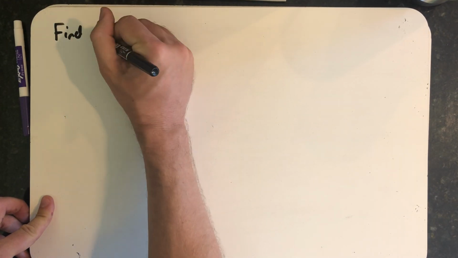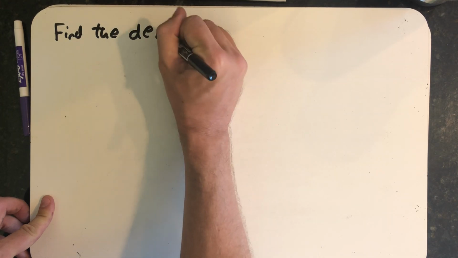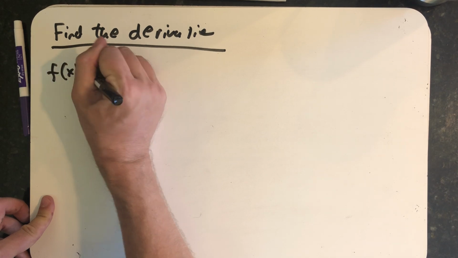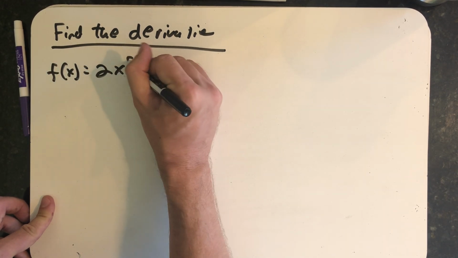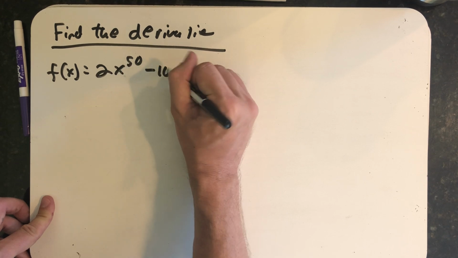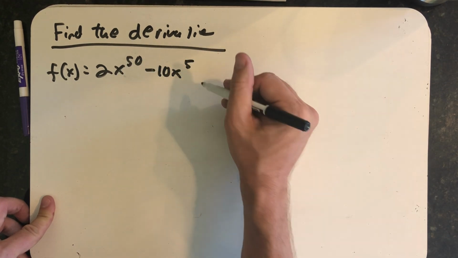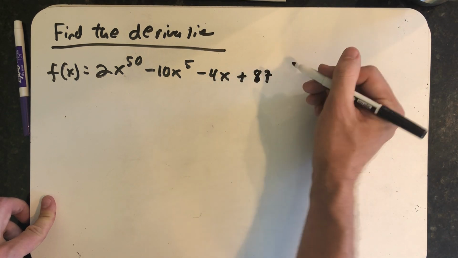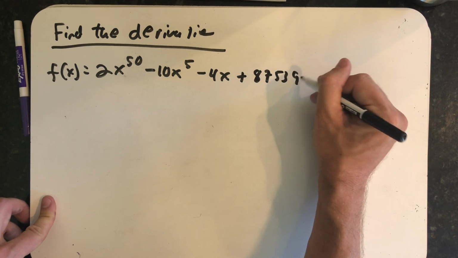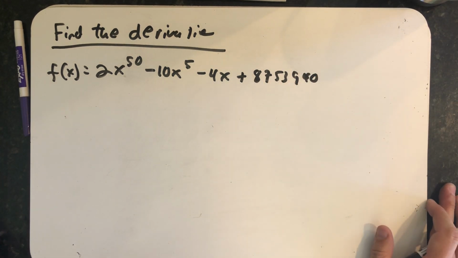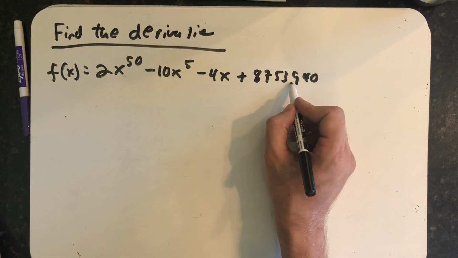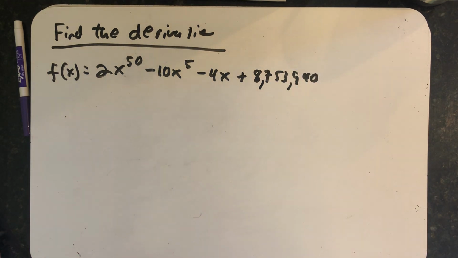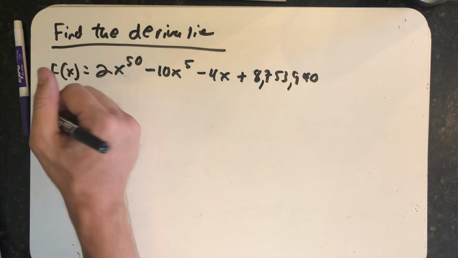Find a derivative. F of x is equal to 2x to the 50 minus 10x to the fifth minus 4x plus 8,753,940. Just a number I made up. I didn't even say that number correctly, but I'll just lean in. 8,753,940. All right, actually, I might have done that right. Doesn't matter, big number.